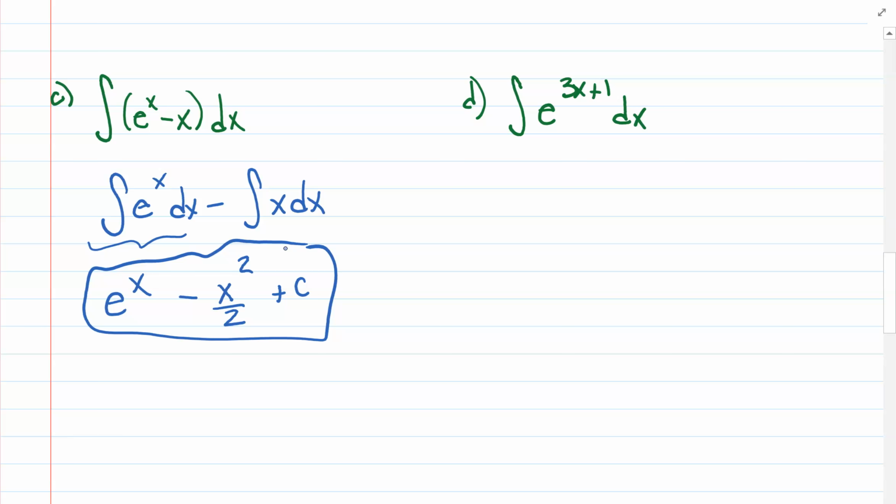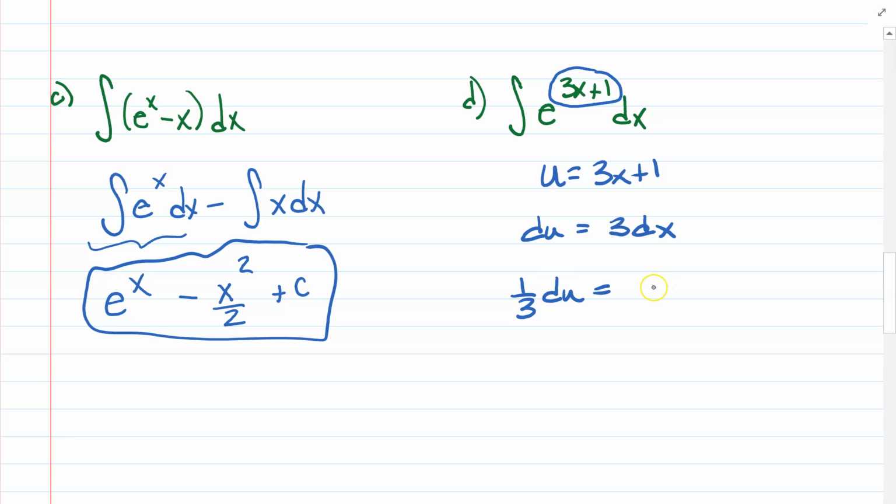All right, let's do D, the integral of e to the 3x plus 1. In this case, I'm going to do a u substitution. I'm going to let u equal 3x plus 1. Therefore, du is going to be 3 dx. Notice I don't have a 3 in here, but if I put in 1/3 and then 3 times dx, the 1/3s cancel out and you get the proper integrand.